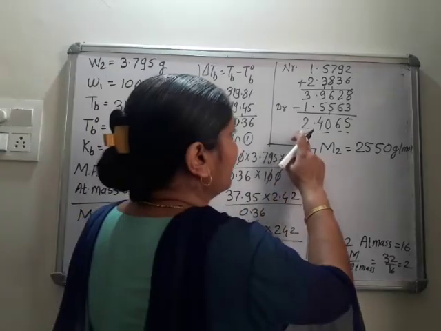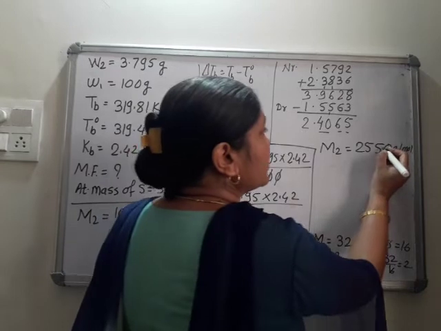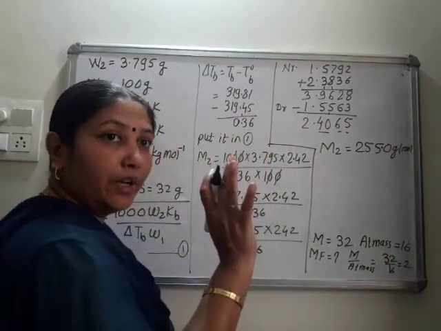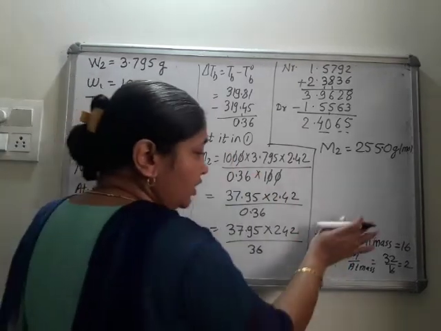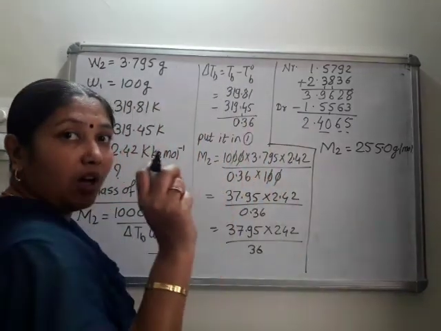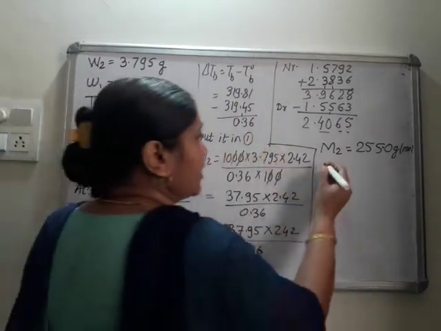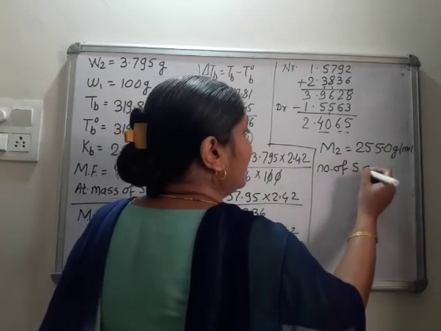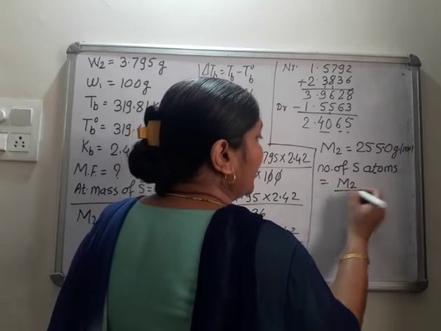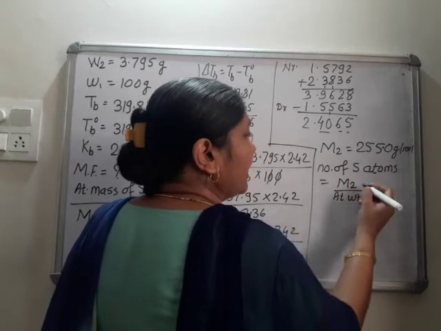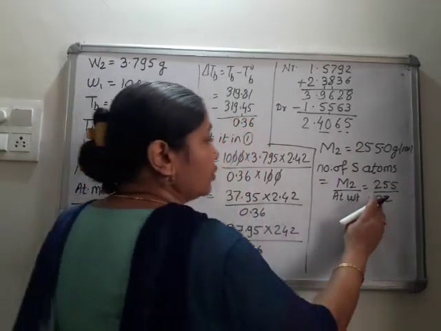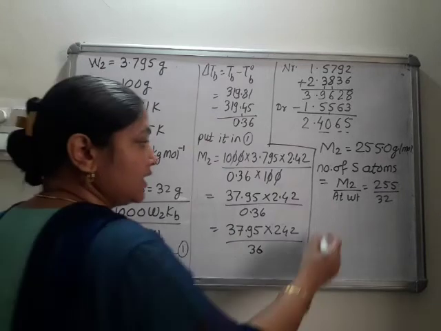I forgot to adjust the characteristic. This is 2, so it is 255.0, which means it is simply 255 gram per mole, right? So based on this we will try to find how many atoms of sulfur are there in the formula of the compound sulfur. So number of sulfur atoms is equal to molecular weight upon atomic weight. Molecular weight is 255 and atomic weight is 32. Find out what is the difference.